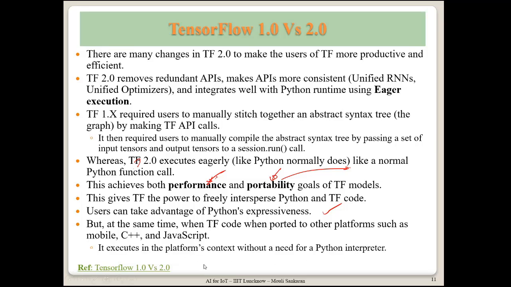It executes in the platform context without the need for a Python interpreter. Now this 2.0 model, you can just run without a Python interpreter being there. Okay, so this is a slightly higher level difference between 1.0 and 2.0. There are many differences. There are no global variables, which were there in 1.0. There are some more differences which we will go into in detail when we really come to learn about it. Right now let us not bother about them.